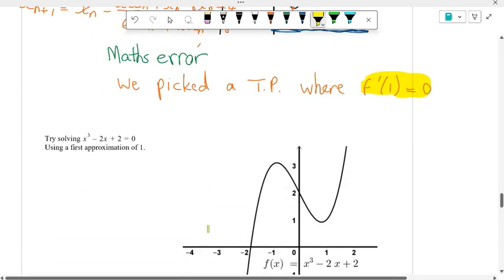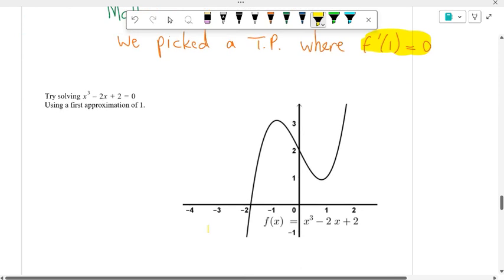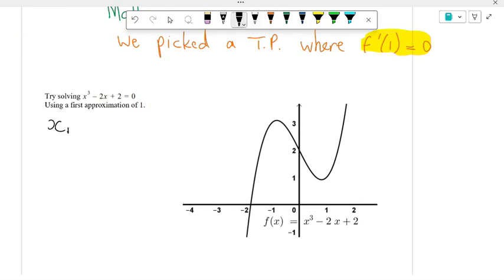Okay, I want you to try this one. Try solving x cubed minus 2x plus 2 equals 0 with a first approximation of 1. So again, I'm going to write the formula down for you. x(n+1) equals xn minus the function evaluated at xn over the derivative of the function evaluated at xn.